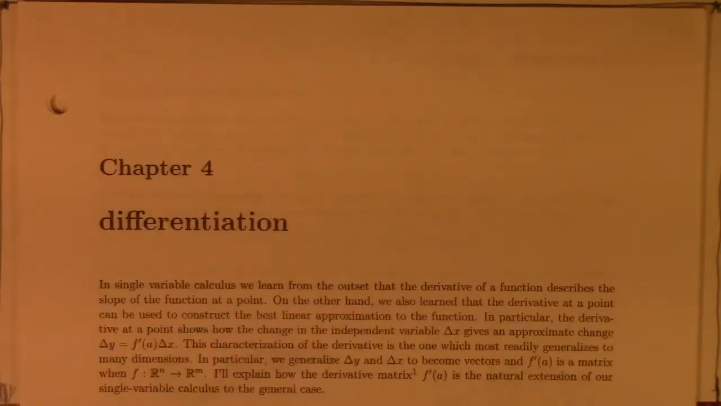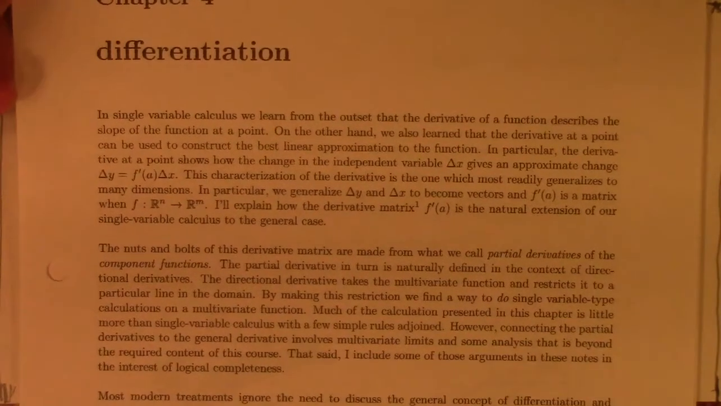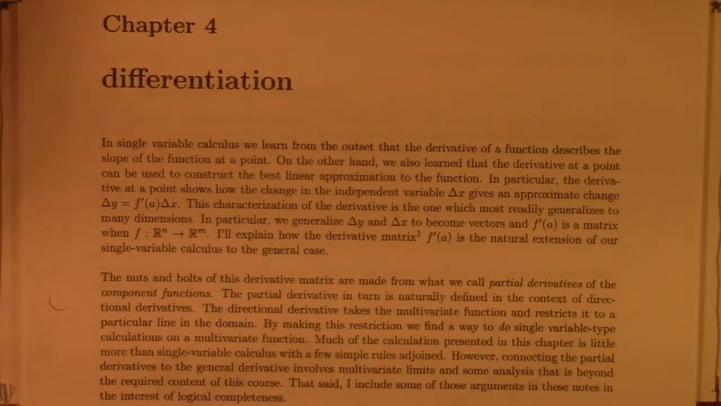So the start of my chapter 4, as is usually the case, gives you a big picture synopsis of the whole chapter. And basically what I say here is that differentiation is about capturing the best linear approximation to the change in a function at a point. And in order to do that, we need something called the general derivative. This general derivative is going to be built from partial derivatives. And partial derivatives are understood in terms of directional derivatives.